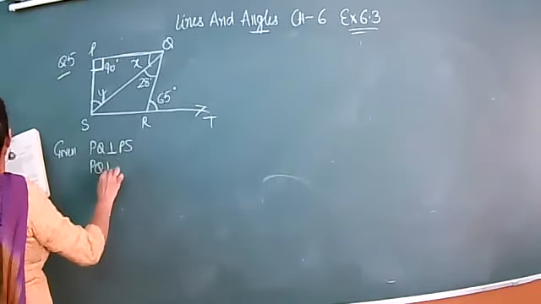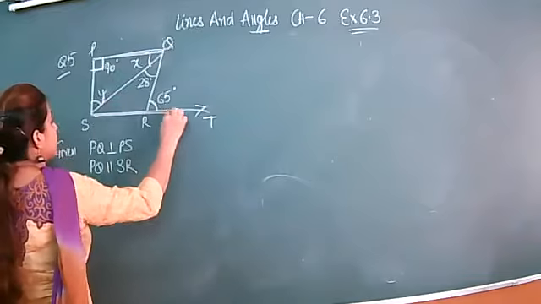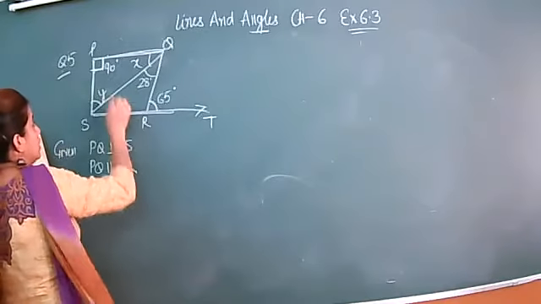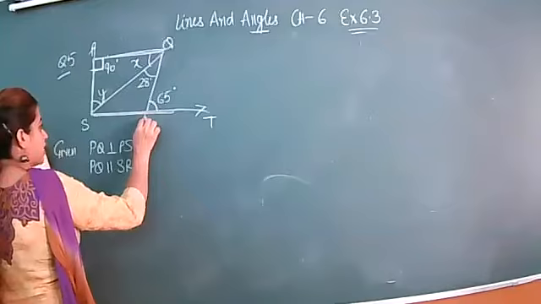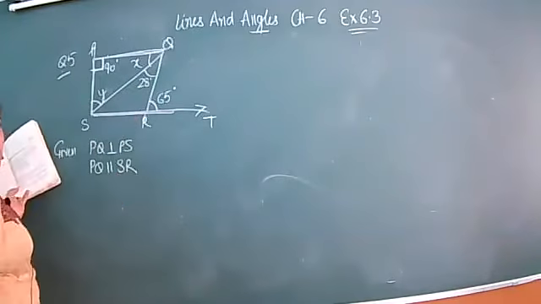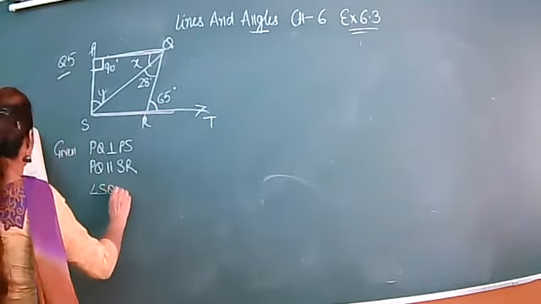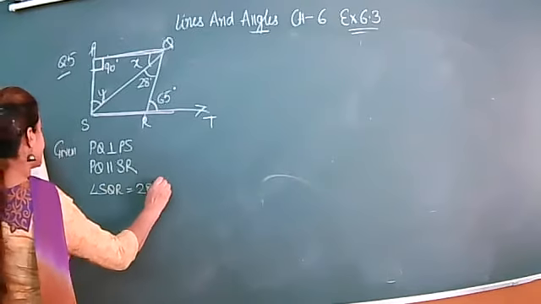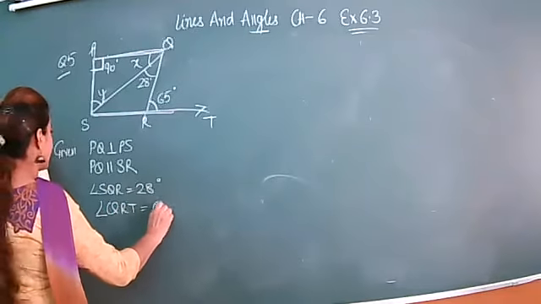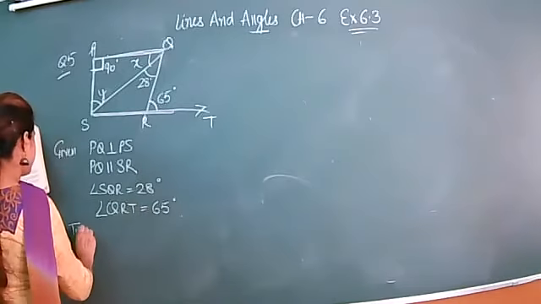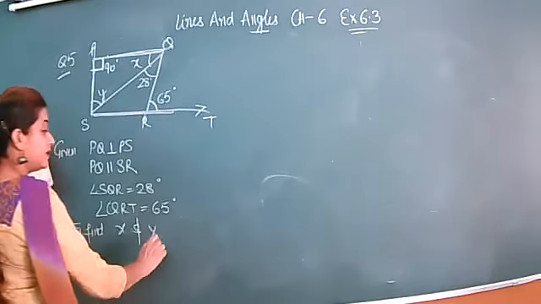Now PQ is parallel to SR. PQ is parallel to SR. If these two lines are parallel, so this PS, SQ and RQ, all three are transversal. Angle SQR is equal to 28 degree. Angle QRT is 65 degree. You have to find X and Y.